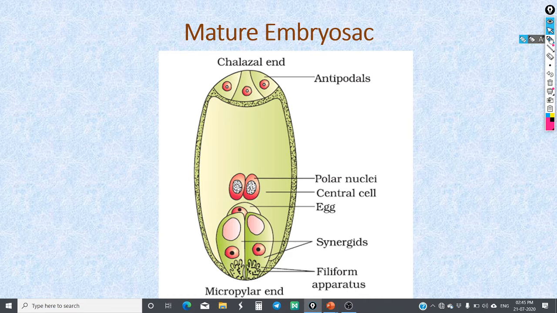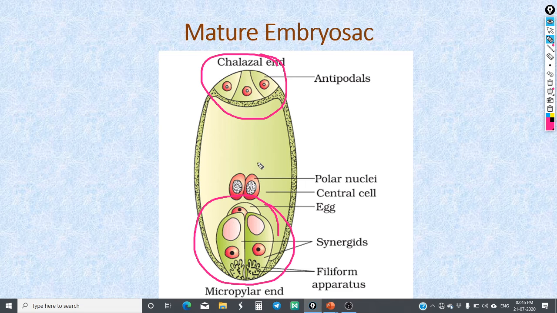The one which is towards the micropylar end is the egg apparatus, and the one which is at the chalazal end is known as the antipodals. It has 3 cells. This is the normal type of embryo sac structure in angiosperms. It has 3 parts: the egg apparatus, the antipodals, and the centrally located larger cell which has 2 polar nuclei.